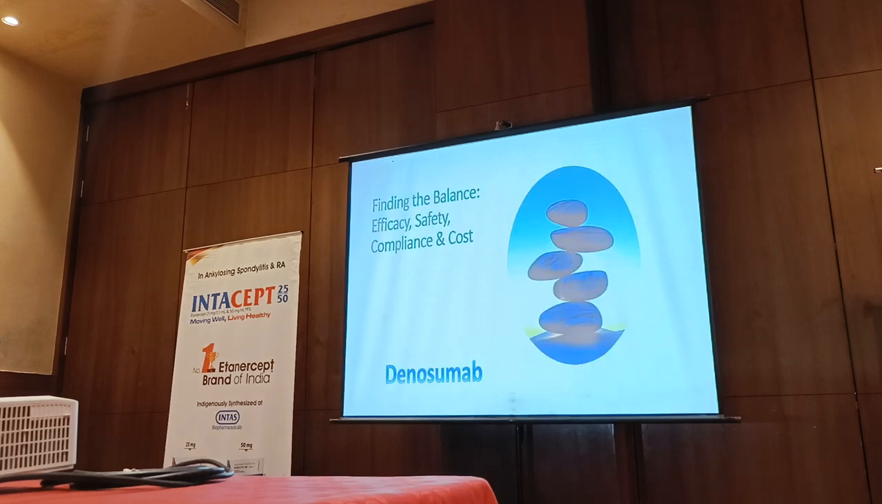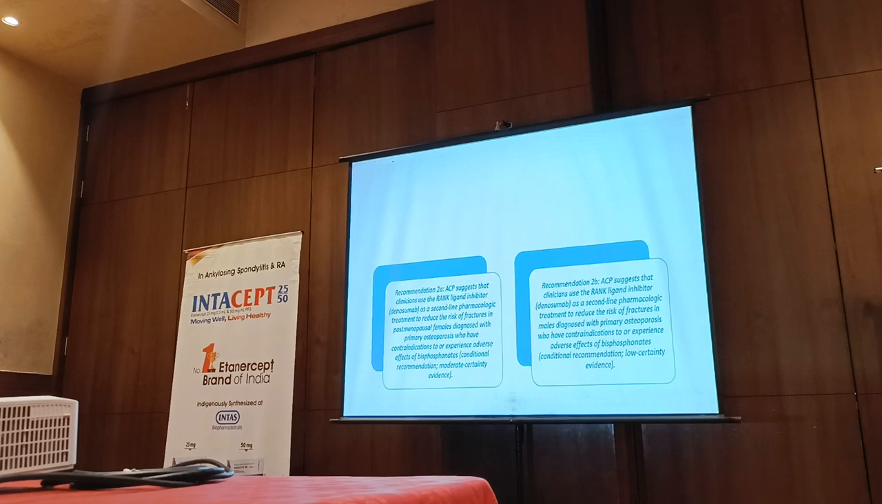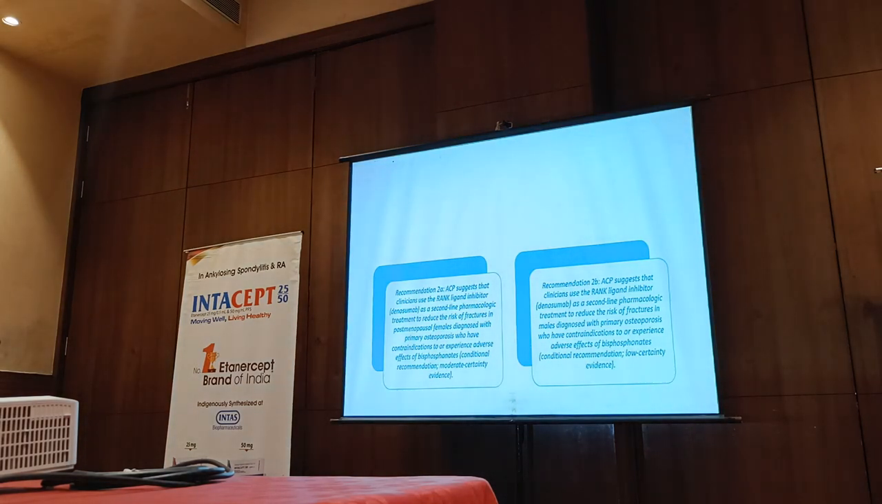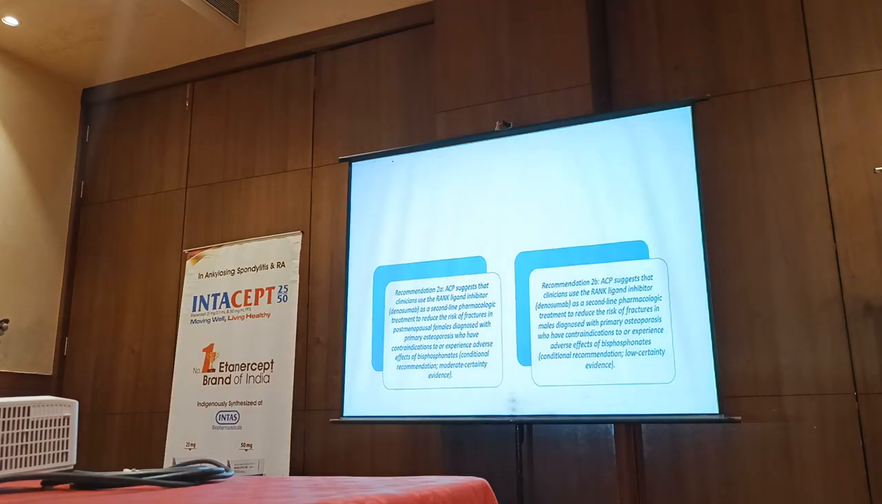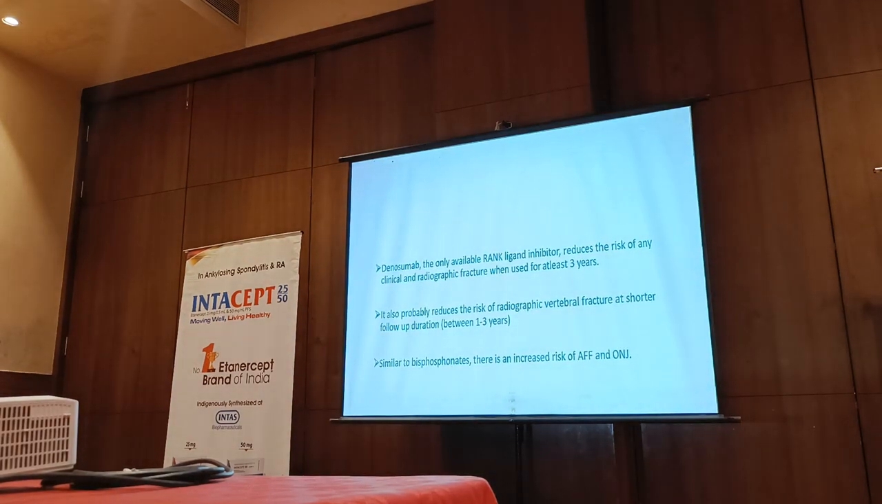Now denosumab, the drug which has a balance of efficacy, safety, compliance and cost. The recommendation is RANK ligand inhibitor denosumab as a second line pharmacologic treatment to reduce the risk of fractures in postmenopausal females diagnosed with primary osteoporosis. But it is not yet recommended as primary; it is used when there are contraindications or adverse effects of bisphosphonate. So bisphosphonate is the first drug of choice till date. Denosumab is given only when there is contraindication of bisphosphonate, and there are many contraindications actually for bisphosphonates.